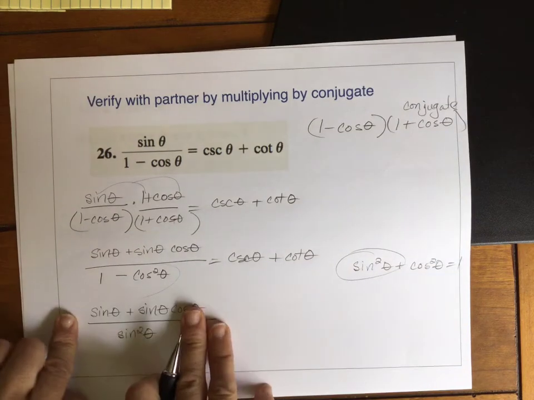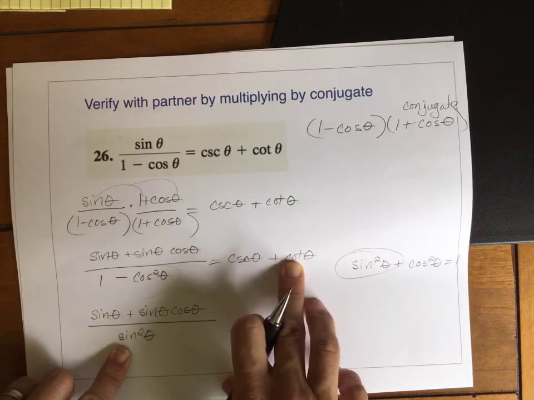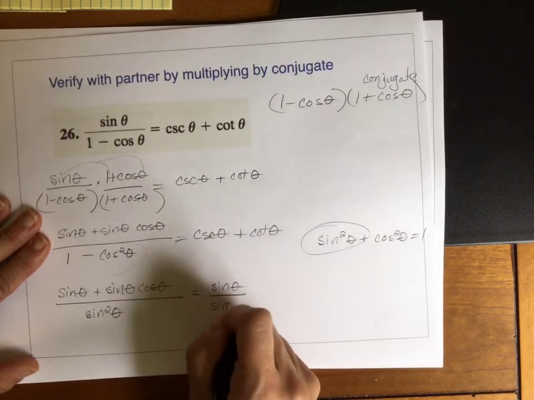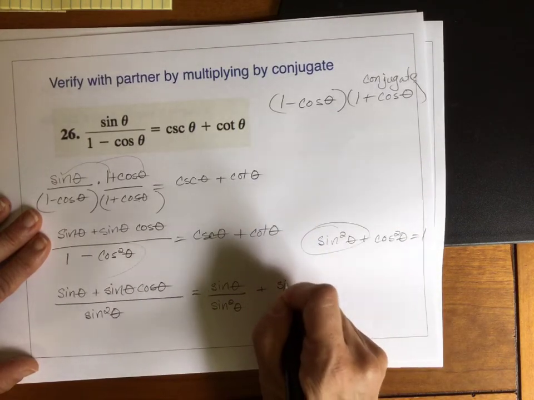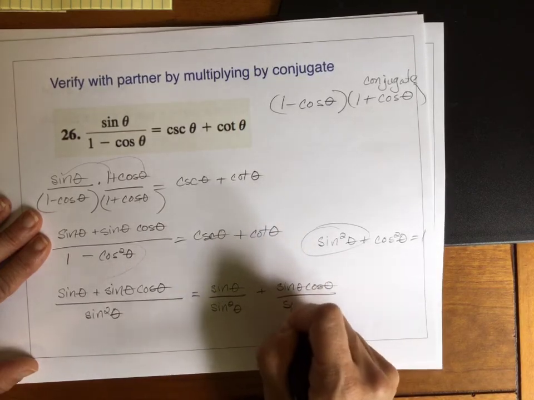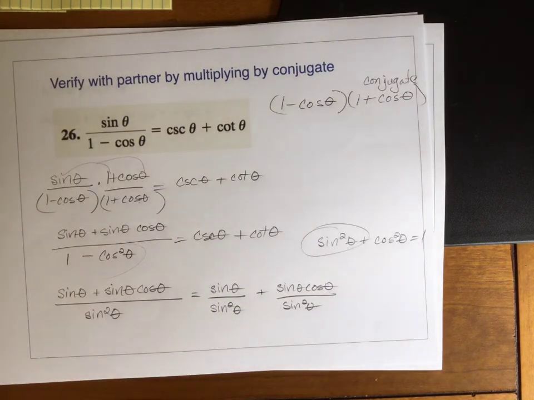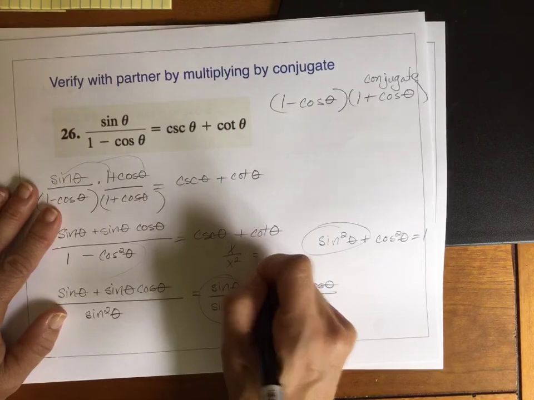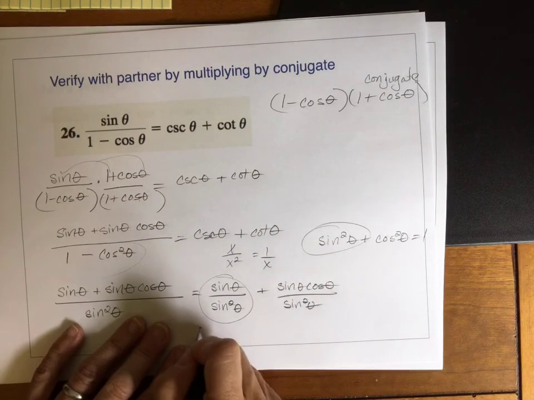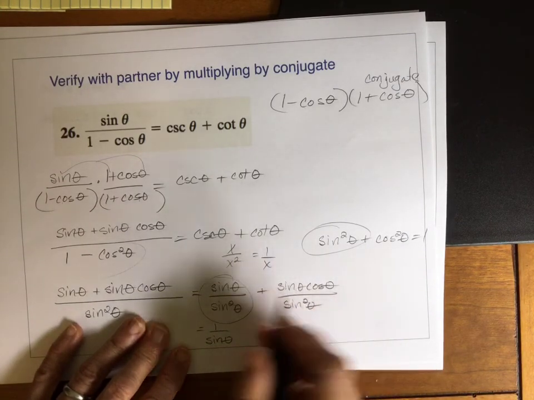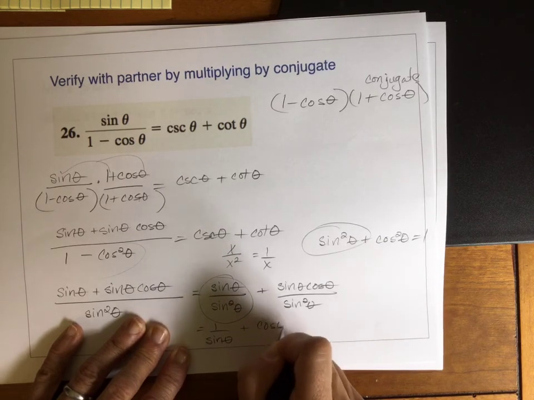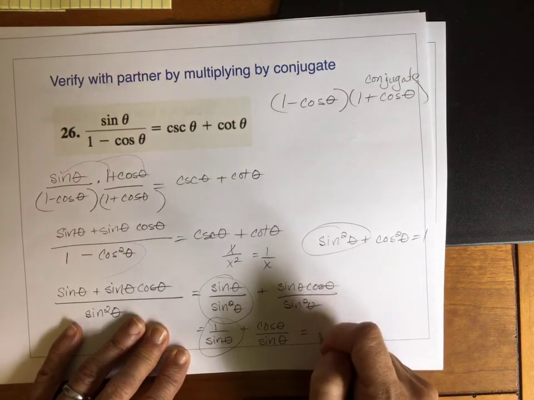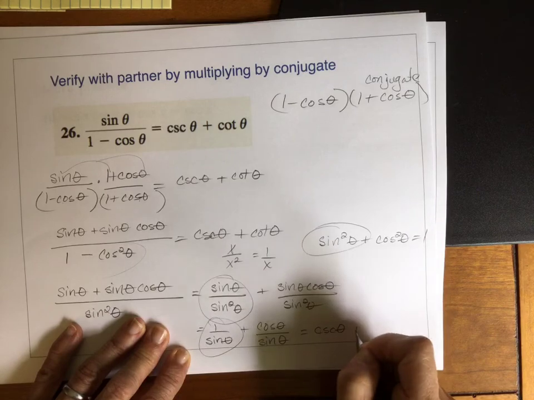And now I'm going to separate my fractions into 2 separate fractions because I have 2 separate terms here. So stick with me on this. This is going to be sine theta all over sine squared theta plus sine theta cosine theta all over sine squared theta. So this is like having x over x squared. And if I simplified that, that would be 1 over x. So this is going to be 1 over sine theta. Same here. I'm going to end up with cosine theta, because I can't simplify that, over sine theta. And hopefully you guys realize that this is cosecant theta, and this is cotangent theta.